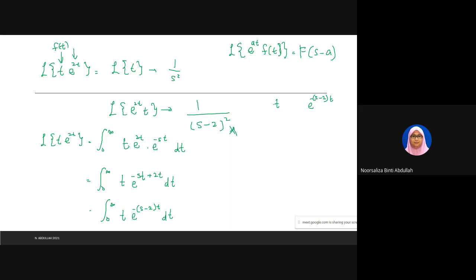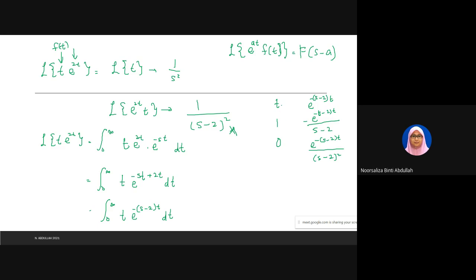Okay, so T, you differentiate T, you dapat 1. You differentiate 1, you dapat 0. Okay, this one, you integrate exponent ni, you dapat, what do you get? Apa awak dapat? Awak integrate exponent negative S minus 2. Negative exponent negative S minus 2 T over S minus 2. Betul? Okay, and then you integrate lagi. Okay, you dapat exponent negative S tolak 2 T divide by S tolak 2 kuasa 2.